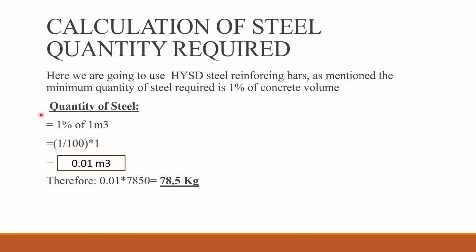Now let us calculate the quantity of steel required. The steel which we have considered is HYSD reinforcing bars, and the quantity of steel required for the footing is 1%. It was calculated as shown below, and we have obtained the volume of steel required as 0.01 meter cube. In order to convert into kgs, we have multiplied the volume with the density of steel.